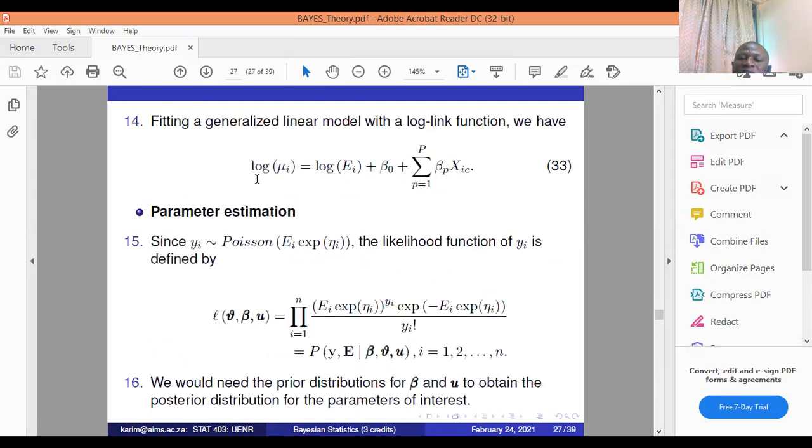And that means if we take log on that, then we are simply going to have the log of the rate of the cases in region i, the risk of cases in region i, log of the expected cases, and then we have the linear predictor here. So how then do we carry out our parameter estimation?